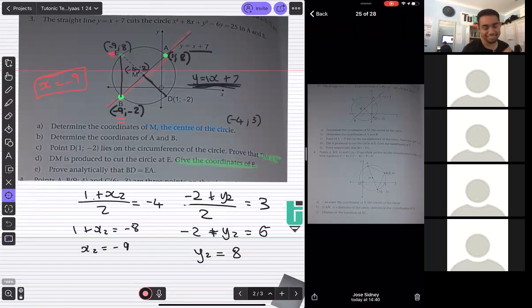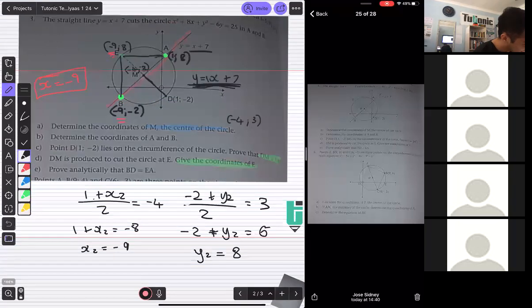But that's not your question. I'm just testing you, to prove analytically that BD equals EA. So where's BD? BD is here. You work out the distance formula, right? And also EA, look at here, guys. What is EA? It's a horizontal line. Why? Because the y values are the same. And BD, y values are the same. And AD, x values are the same. So if the x values are the same, then it's vertical.